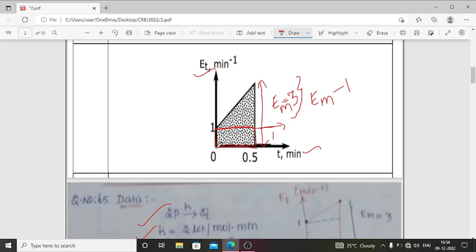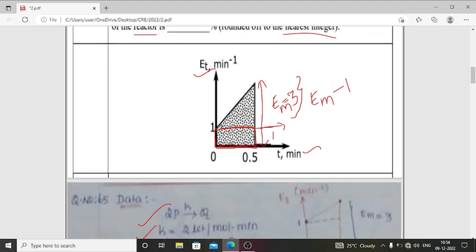This point. So first case, 0 to 0.5, meaning this section. So what is this point? X axis is 0, y axis is 1, so 0 comma 1. What is this point, in this section? X axis is 0.5, y axis is 3, up to this 3.